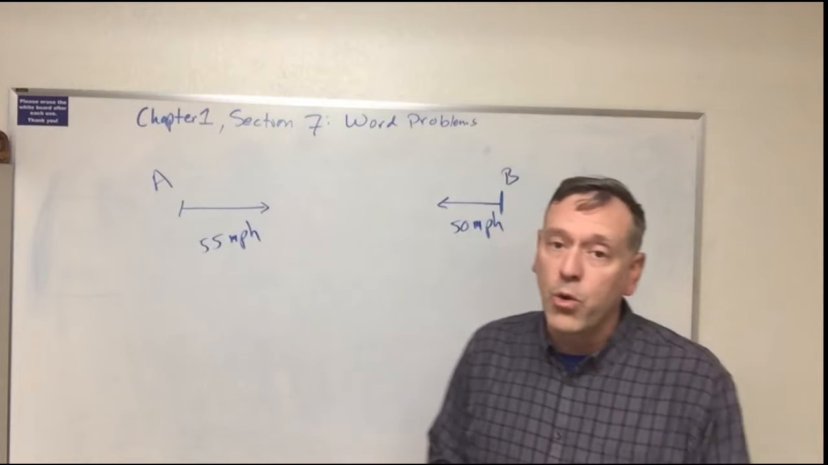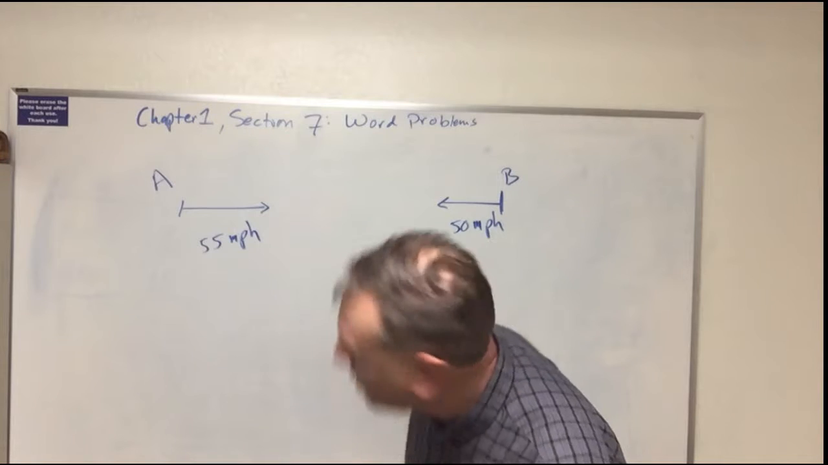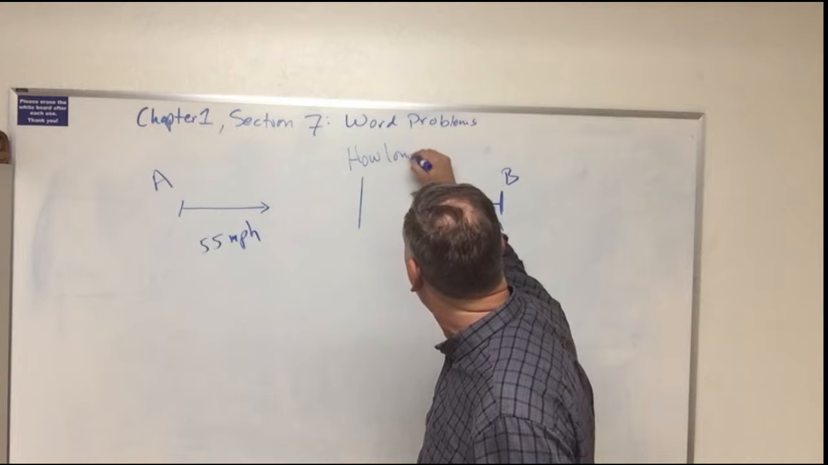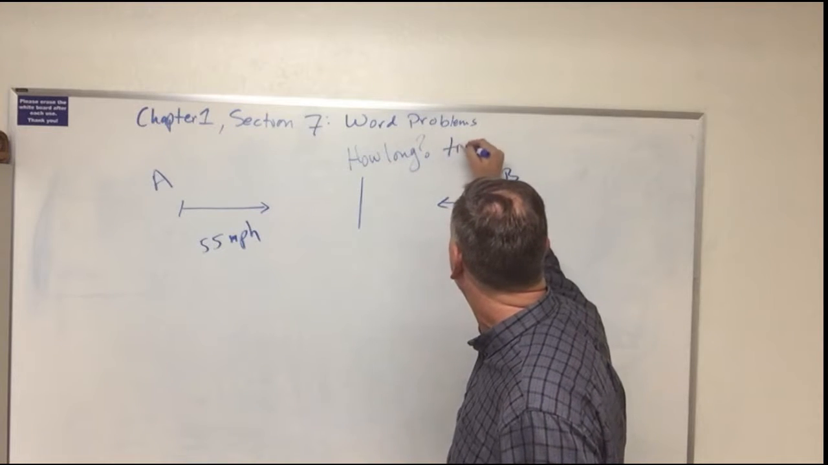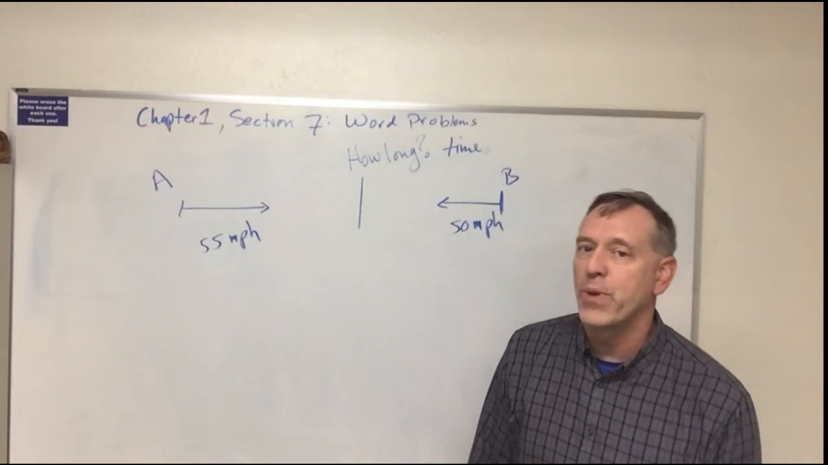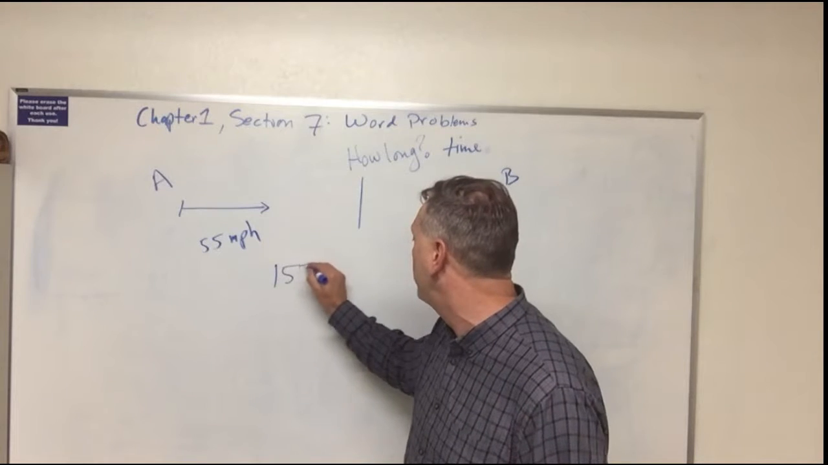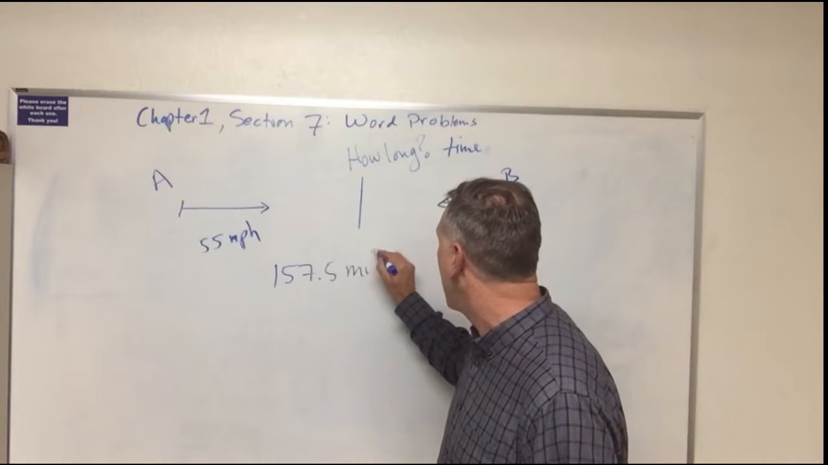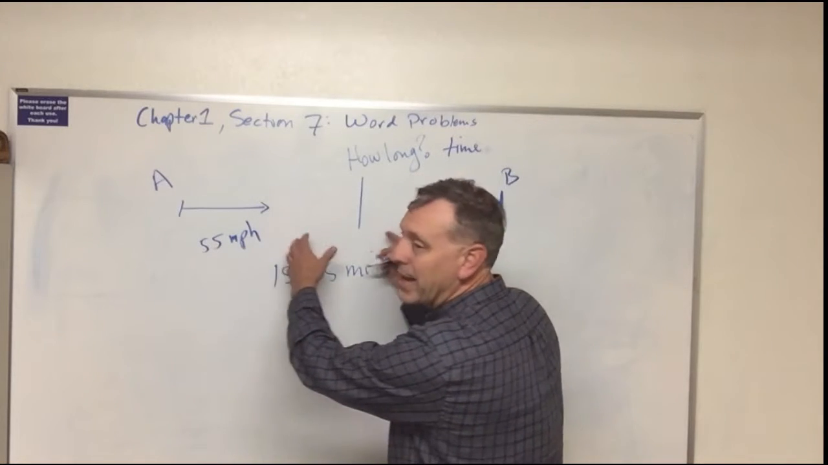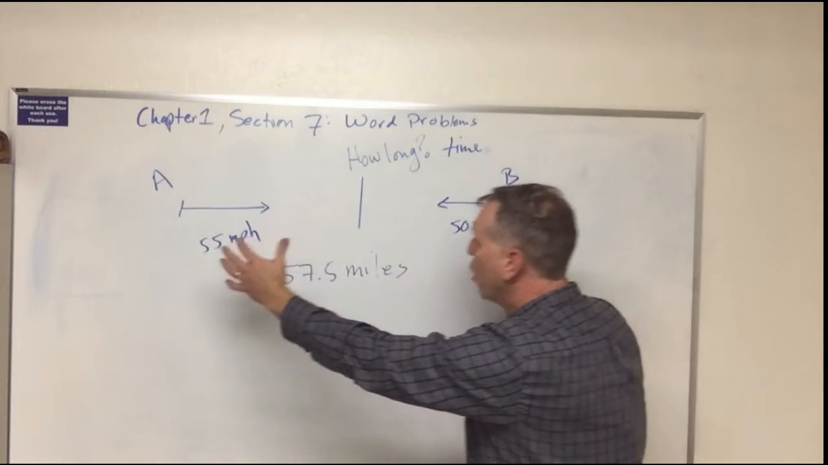So now the question will be, and you've got to check the question here, how long will it take them to meet? We're asked the time question. How much time is required? Now, there's one piece of information we still haven't written down, and that is the distance. They are going to travel 157.5 miles as the total distance traveled when added together. Each is going to travel a portion of that, but in total they travel 157.5 miles.